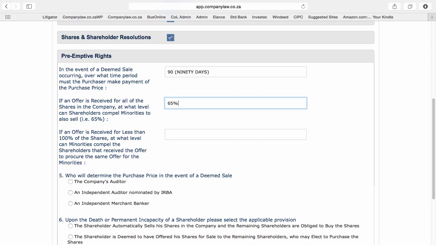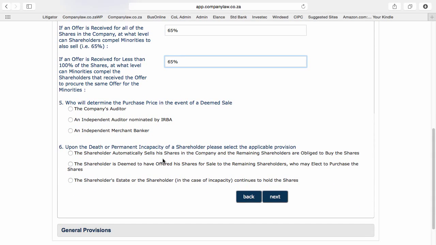Then we have the usual tag-along and come-along provisions. Then we finish off the section with two further questions. The first is, who will determine the purchase price in the event of a deemed sale event? And lastly, in the event of the death or permanent incapacity of a shareholder, what will transpire with the shares that are held by that shareholder?